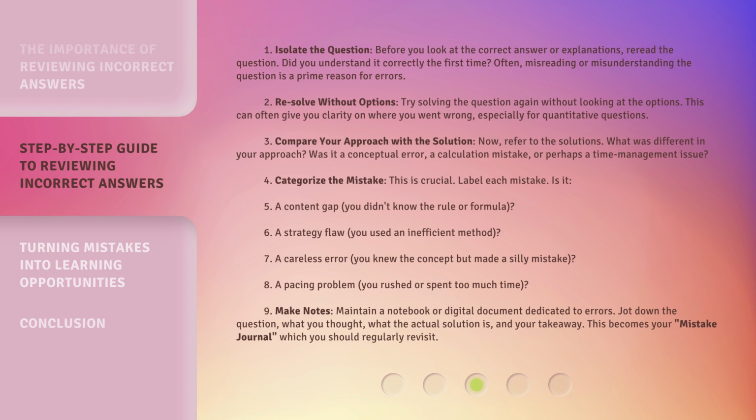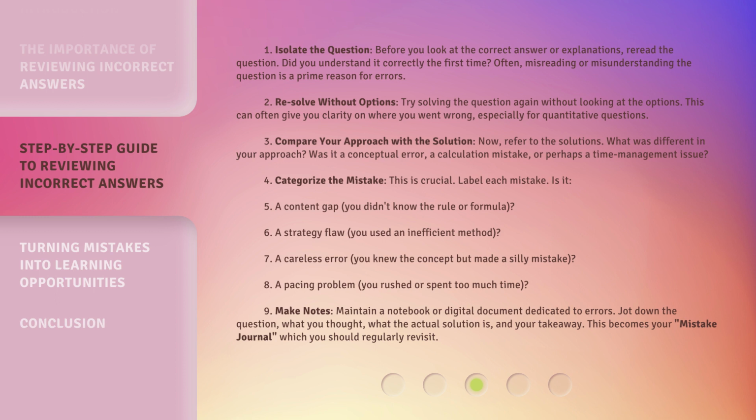4. Categorize the mistake. This is crucial. Label each mistake. Is it 5. A content gap? You didn't know the rule or formula. 6. A strategy flaw? You used an inefficient method. 7. A careless error? You knew the concept but made a silly mistake. 8. A pacing problem? You rushed or spent too much time.